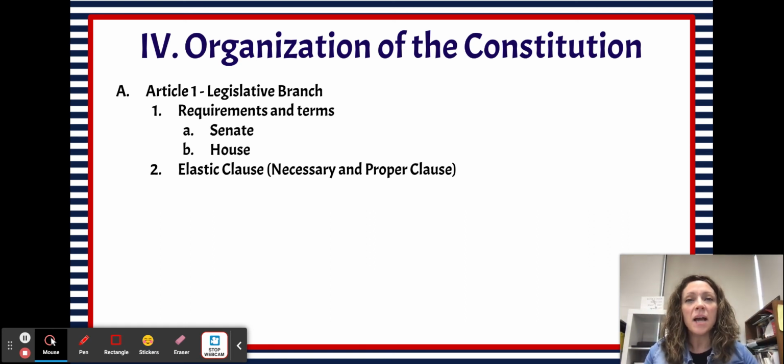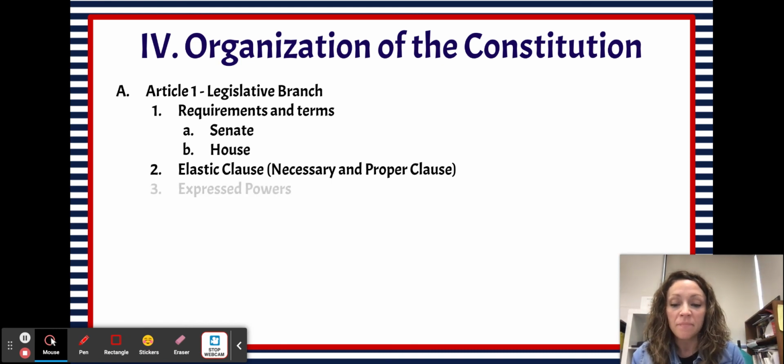Okay, so it's kind of like the disclaimer clause, that just in case our founding fathers didn't think of a specific thing that Congress can do, they plugged this clause in there to say they can probably still do it. Okay, so we call it the elastic clause because it stretches the power of Congress. So it's like a piece of rubber or elastic, something like that.